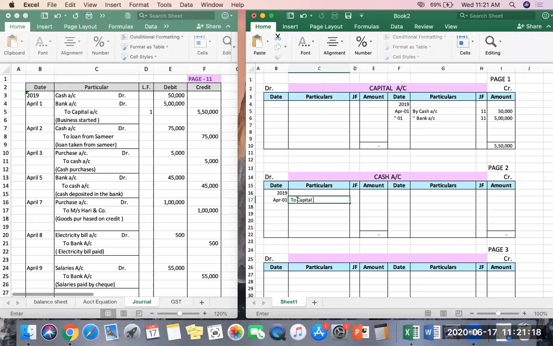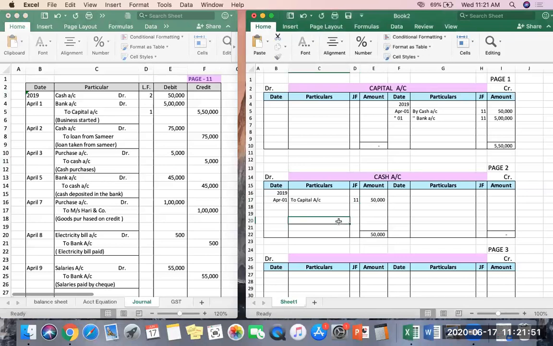capital account. JF is still page number 11, so I'll write 11 here, and as I finish the entry, as you can see, this is on page number 2. So in front of cash, I'll write page number 2. The amount, as I said, should be the one in front of the account you are writing. You are writing the cash account, and in front of this it is written only 50,000. So this will be written as 50,000.